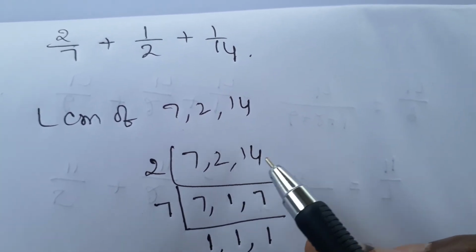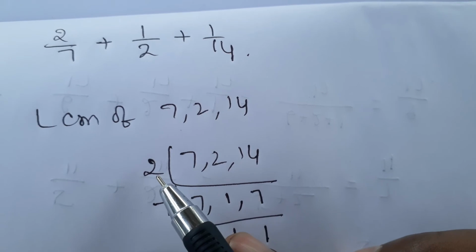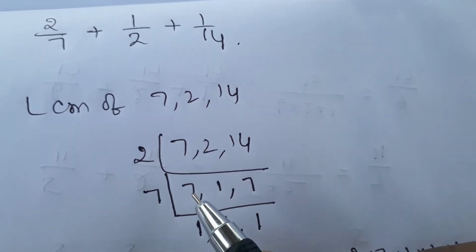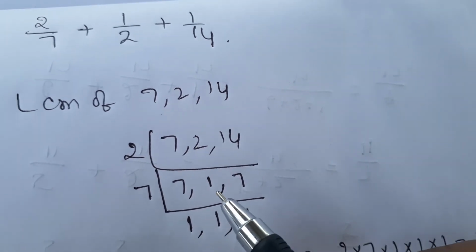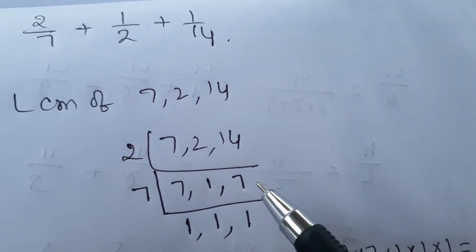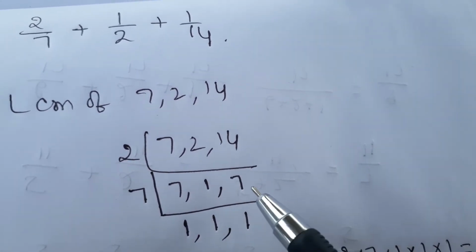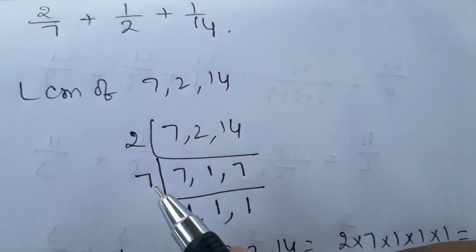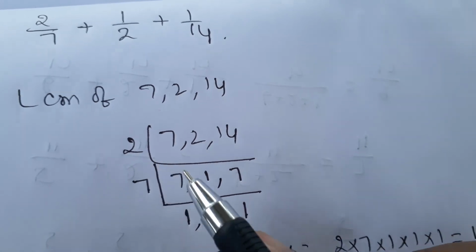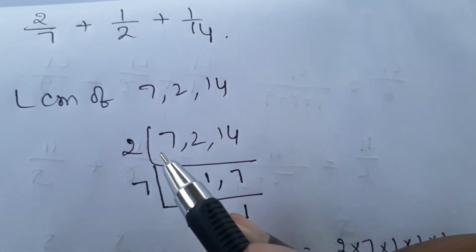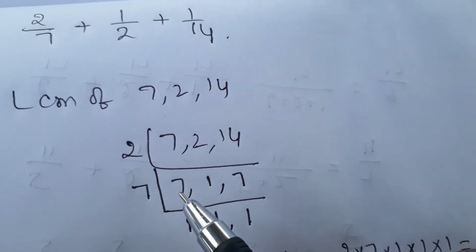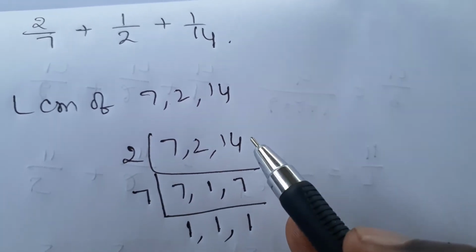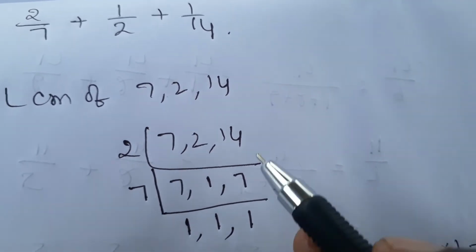In 2 and 14, what table? 2 table is possible. So take 2 table and divide; where it is not possible, write as it is. 2 1 are 2, 2 7 are 14. So this is the division method. Now again you got 2 and 7, 7 is not possible in 2, so write as it is. 2 1 time, 14 7 times.